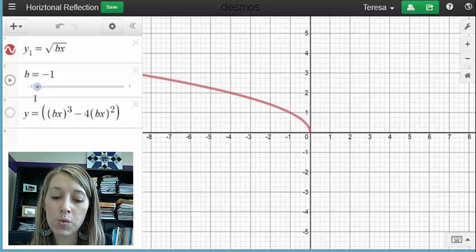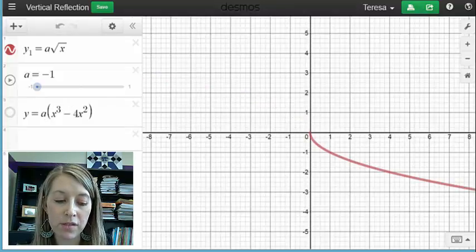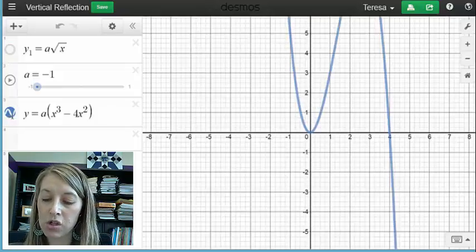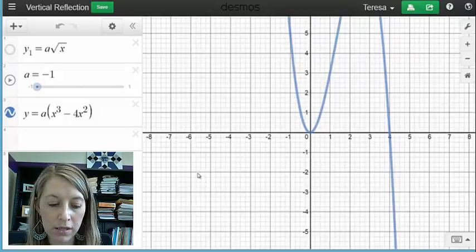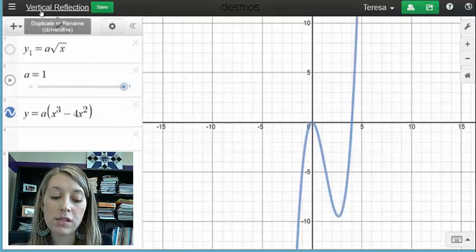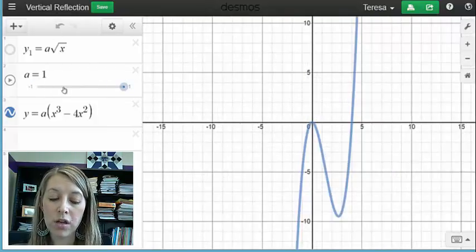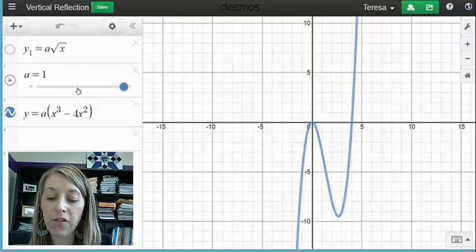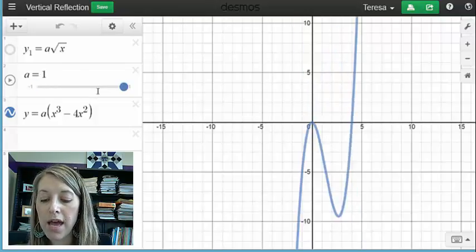Okay, now this one's really easy because this one is a basic function and we can see it flipping left and right. But let me actually give you a different function, and let me actually zoom out on this here. Okay, so this is back to a vertical reflection. So this is my normal graph. Let me actually multiply it by a negative. This is my vertical flip. So notice it flips over the x-axis.